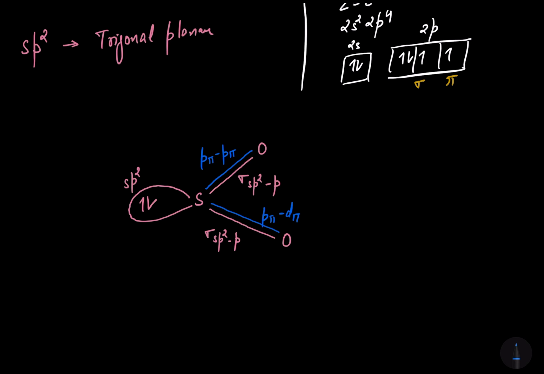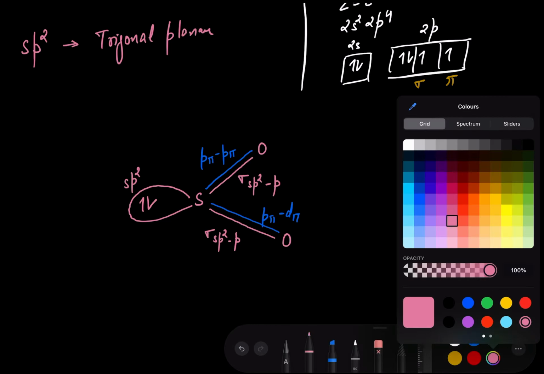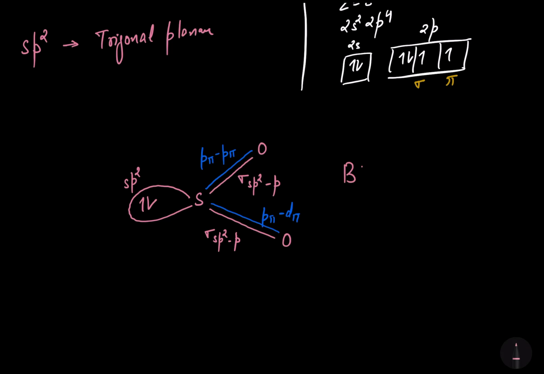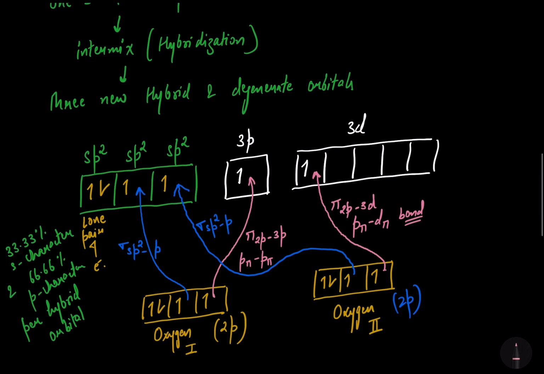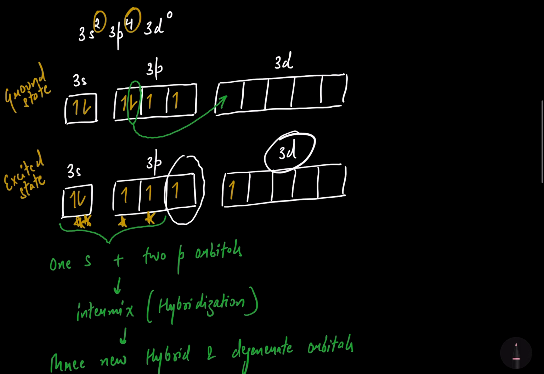So here we are having the lone pair in the geometry, so we will not consider the lone pair in the geometry, and this geometry will be called bent shape or V shape. So that's all about sp2 hybridization with one lone pair and the 2 pi bonds.